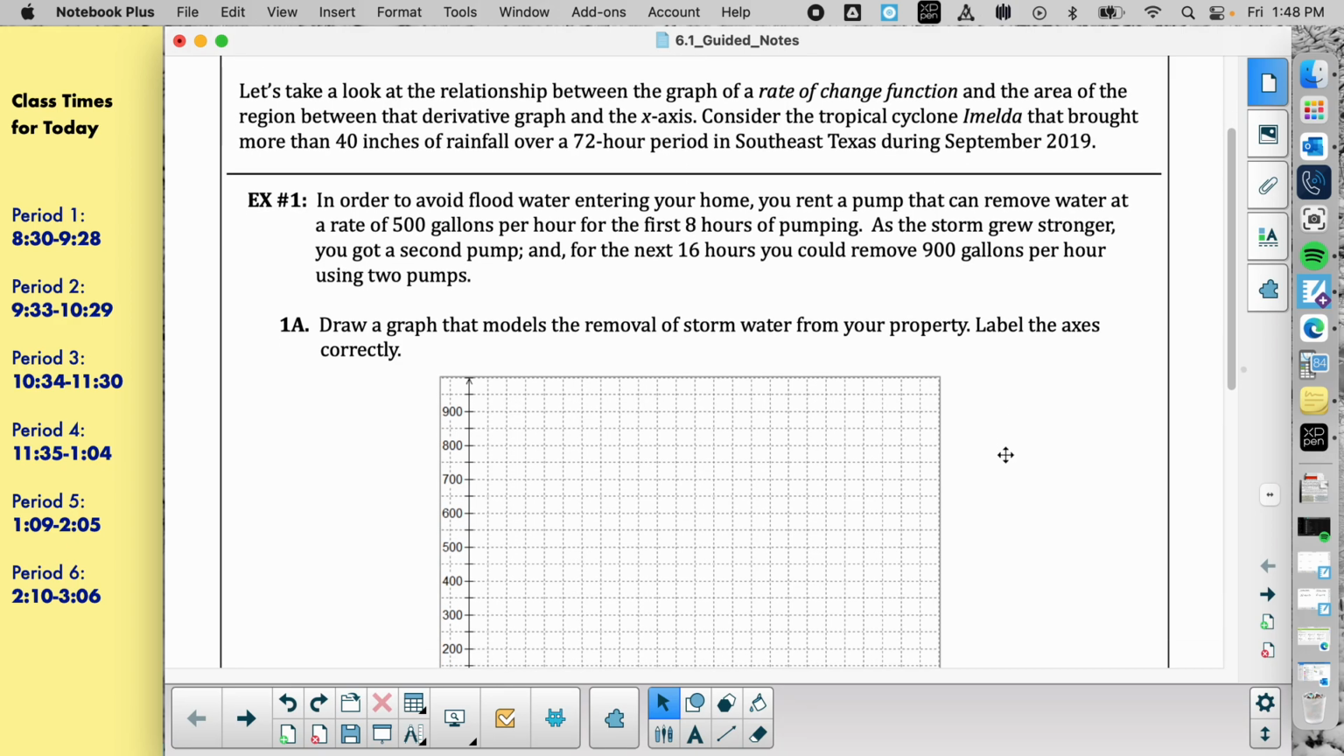Okay, so let's look at this first question in section 1. And don't worry, you don't need to use much brain power today. This is why this is fine to do after the test. I know that your brain is worn down currently. So we'll start by this, and I'll go off topic. It says, let's take a look at the relationship between the graph of a rate of change function and the area of the region between that derivative graph and the x-axis.